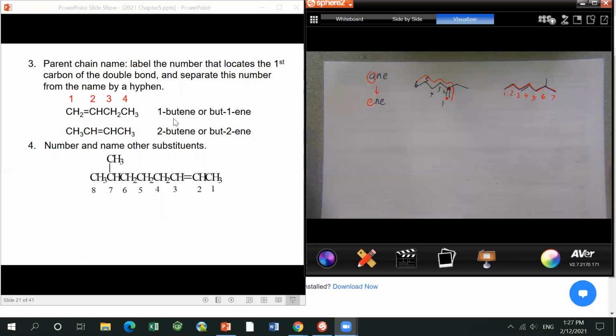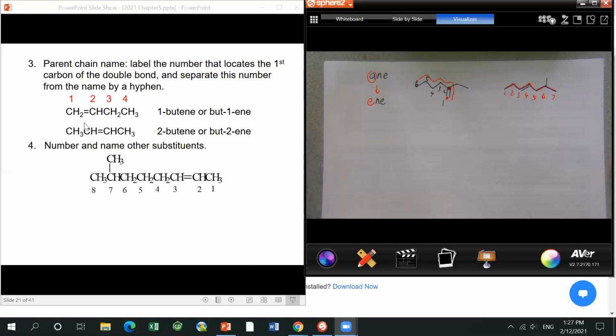All right, here are two examples. Both are butene. In the first one, the double bond is at the first and second carbon, so you label it 1-butene. In the second one, the double bond is on the second and third carbon, so you label it 2-butene. In this case, people know there is a double bond in the chain.